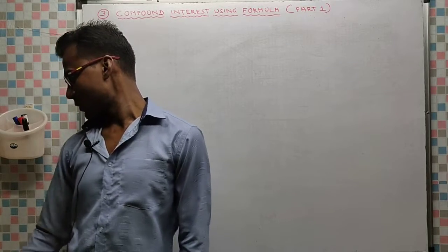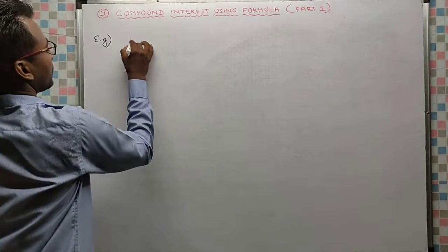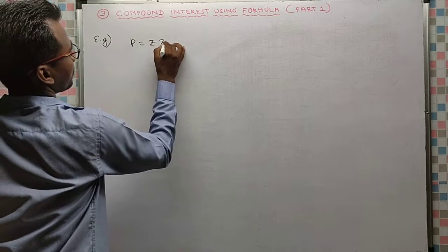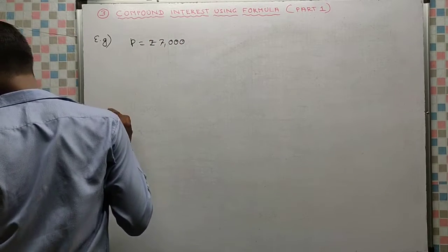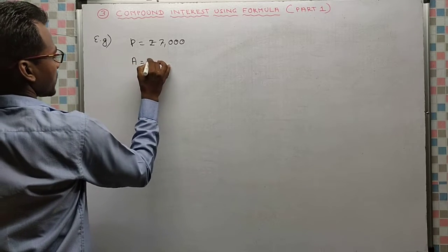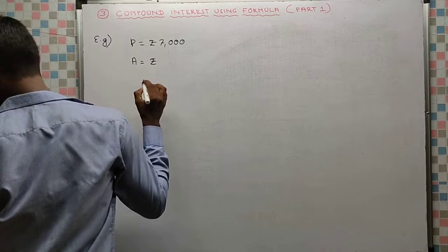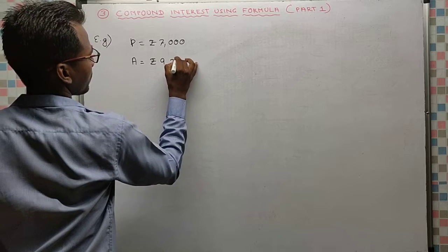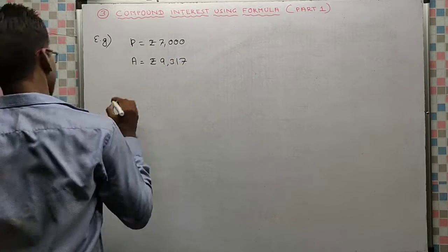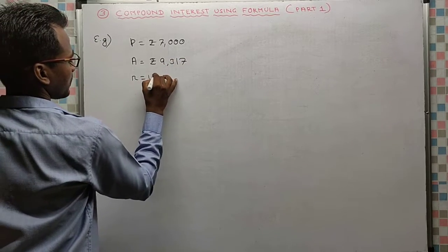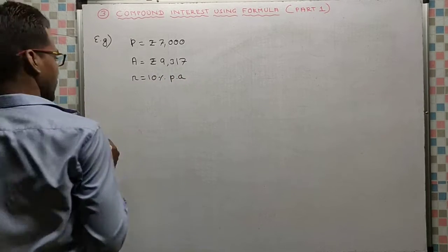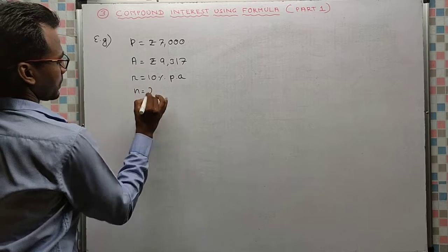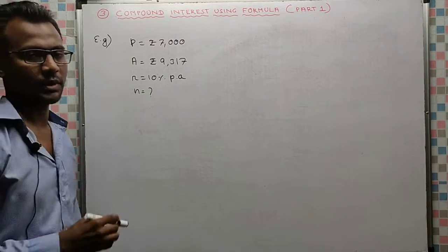In how many years will it be 7,000? P is rupees 7,000. Amount is given, rupees 9317. R is 10% per annum. N has been asked. Number of years has been asked.